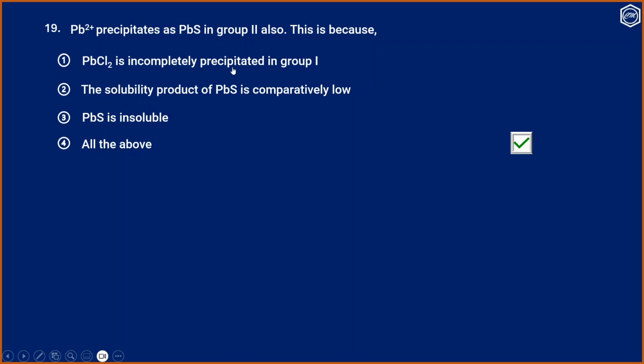Lead chloride is incompletely precipitated in group 1. Similarly, the solubility product of lead sulfide is comparatively low. Lead sulfide is insoluble. So all these can be considered as the answer.